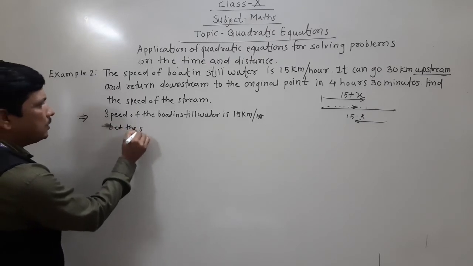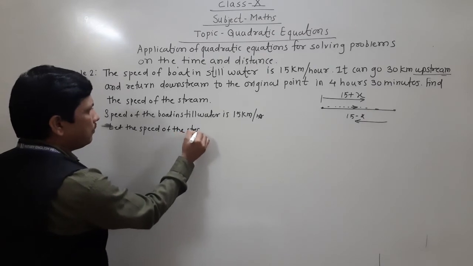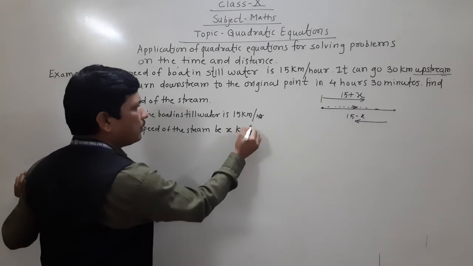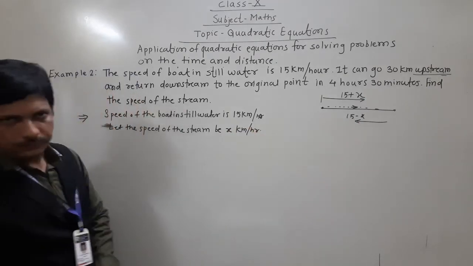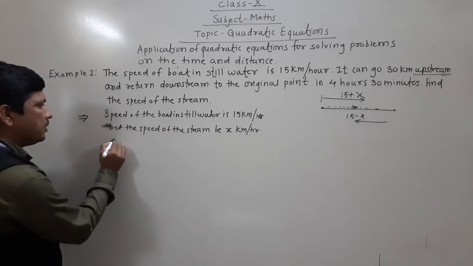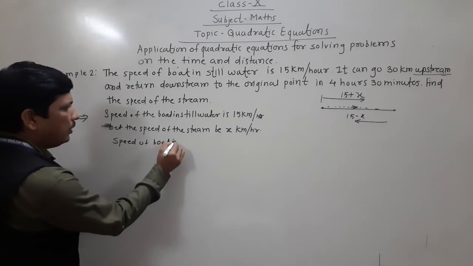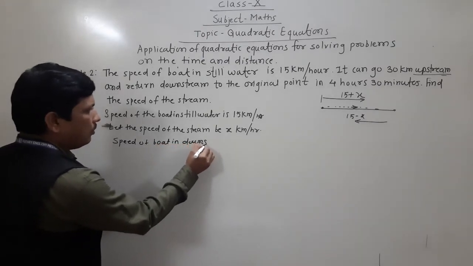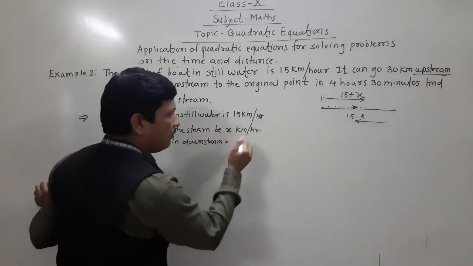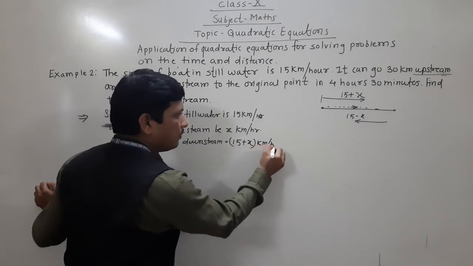So we write here: the speed of the stream be x kilometer per hour. Now, what is the speed of the boat in downstream? That time it will be 15 plus x kilometer per hour.